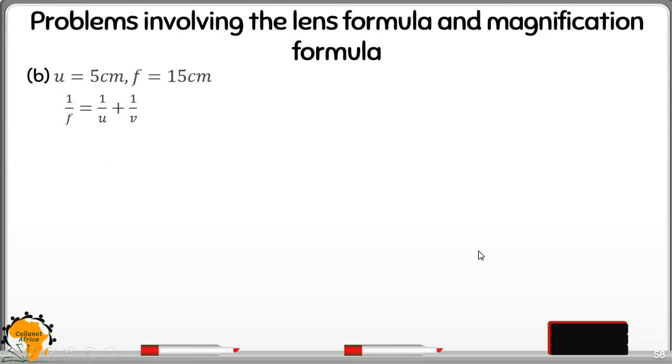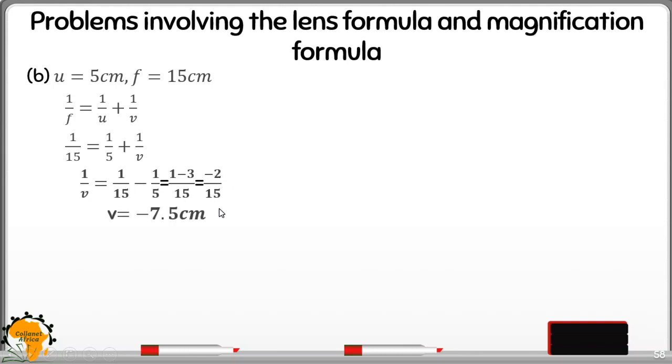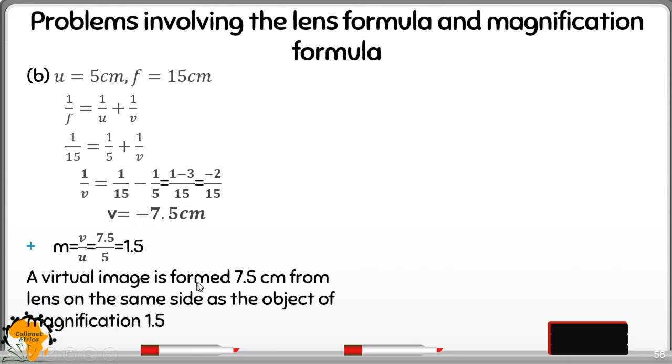We have that U is equal to 5 centimeter, F is equal to 15 centimeter. So now when we substitute into our formula, we have that 1 over 15 is equal to 1 over 5 plus 1 over V, where 1 over V is equal to 1 over 15 minus 1 over 5. When you subtract, the LCM is 15. You get negative 2 over 15, which implies that V is equal to negative 7.5. Negative means that a virtual image is formed 7.5 centimeter from the lens.